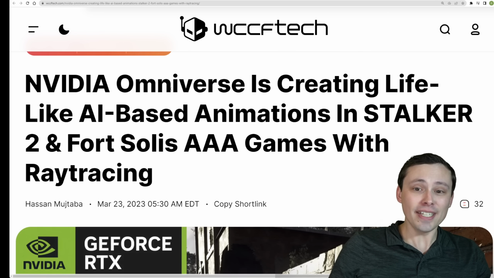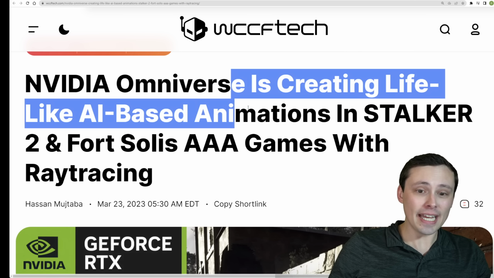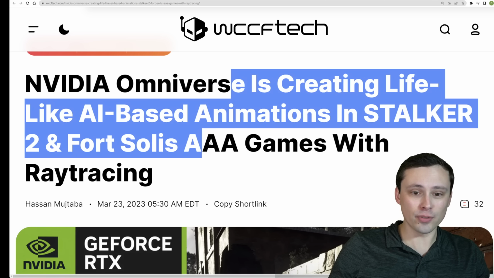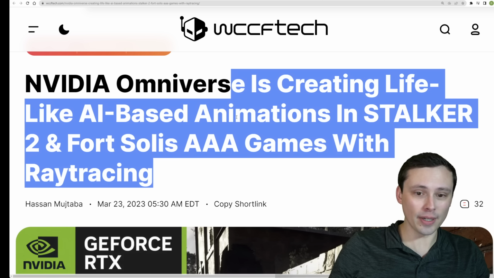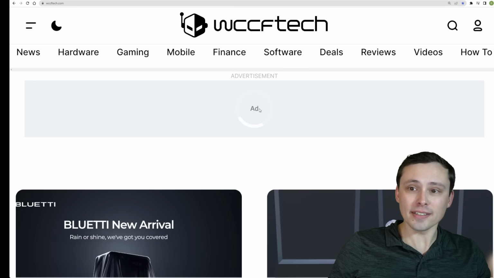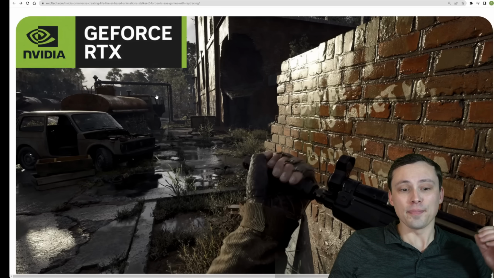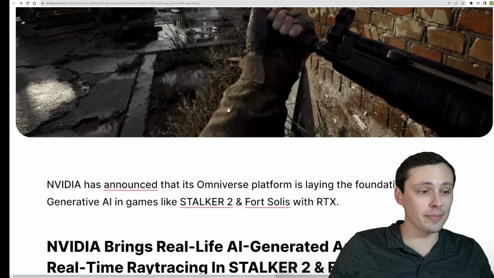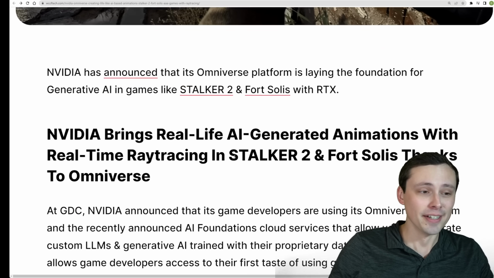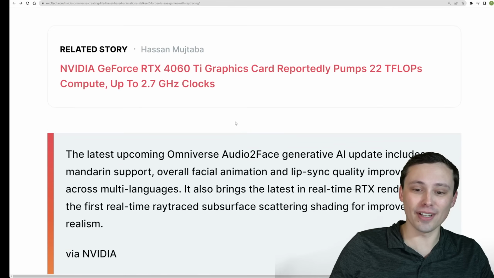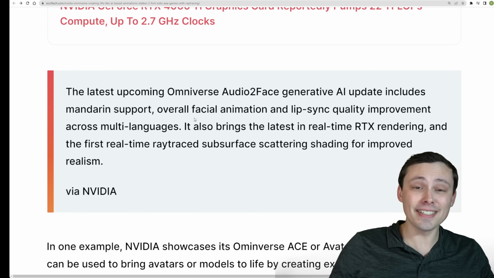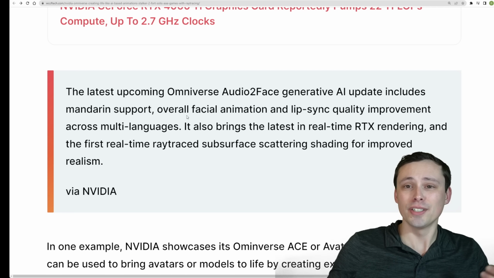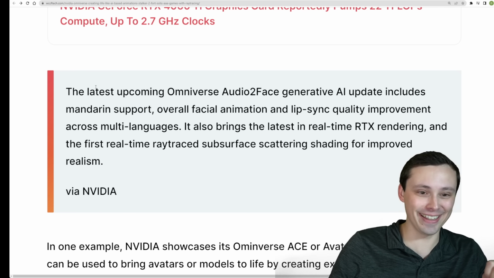Nvidia Omniverse is creating lifelike AI-based animations in Stalker 2 and Fort Solis AAA games with ray tracing. So honestly, I just clicked the wrong button. I think one of the biggest graphics improvements I'd like to see in games is better facial animation while characters are talking. This seems to be one of the hardest things for a lot of games to get right, and to me can stand out a lot more than shadow quality or something like that.